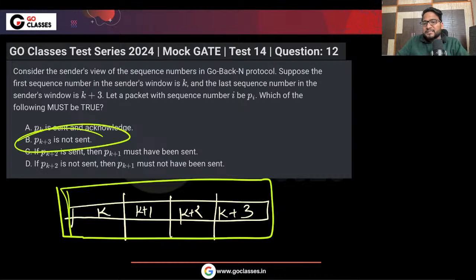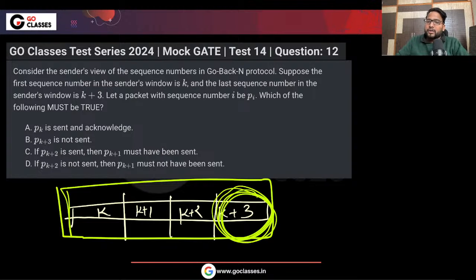pk plus 3 is not sent. Okay, you don't know, right? You don't know whether it is sent or not. It is in the window, that's okay, but you don't know whether it is sent or not. So they are saying must be true.